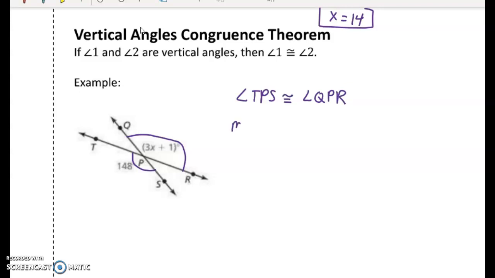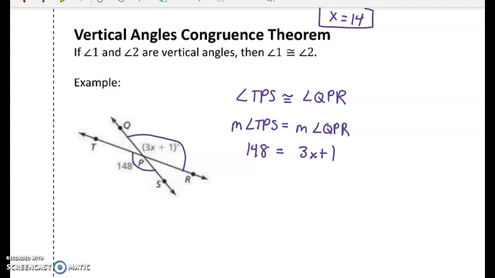Now, if two angles are congruent, then that means that the measure, the actual degrees that relates to that angle, they are equal. So if they are congruent, then they can also be equal. This is kind of a small detail, but notice that when they are congruent, I use the angle symbol. When they're equal, I have to use the M that represents measure and then the angle symbol. That is specifically how it should be written. So now angle TPS is 148 degrees. And measure of angle QPR is 3x plus 1.